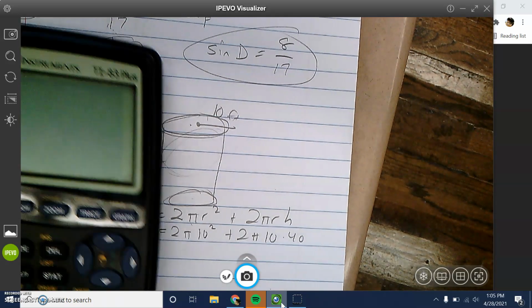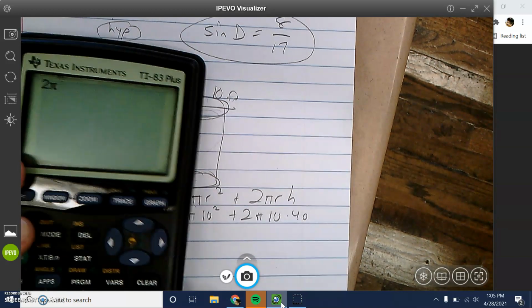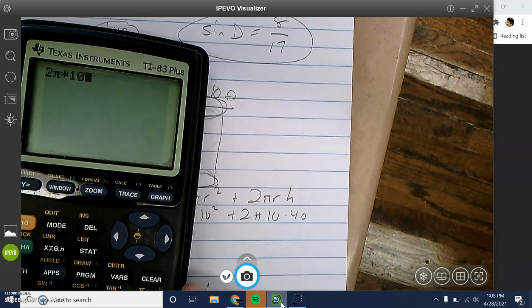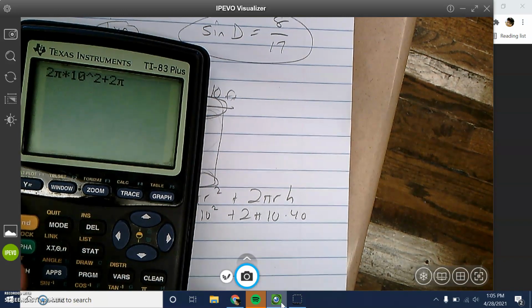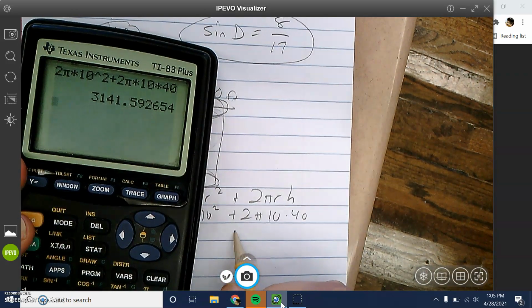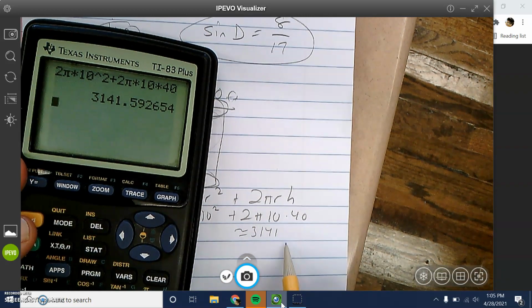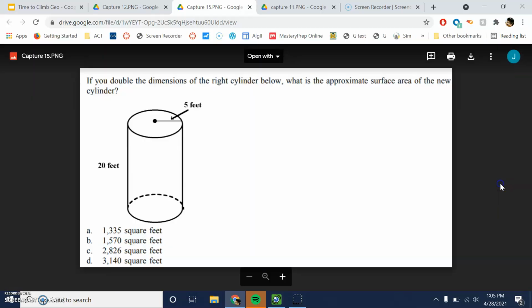So calculator it up. Let's do it. So I got 2 pi times 10 squared, or 100, plus 2 pi times 10 times 40, which is about 3,141.6. Okay, which is the closest to that? 3,100 and, ooh, there you go. D, that's closest to what I got. So it's not exact. It says approximate. So there we go. That's the closest answer. Boom, got it.